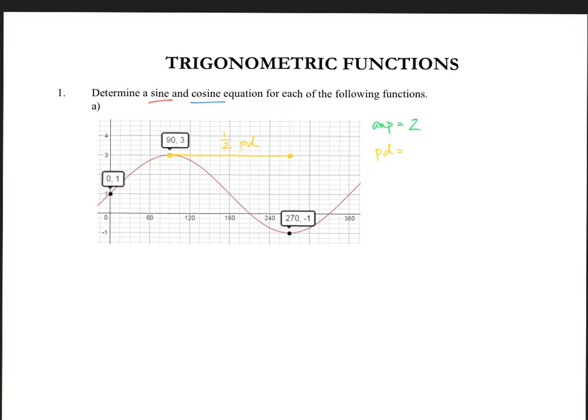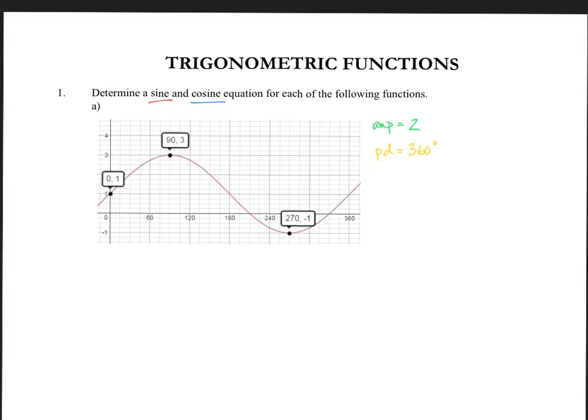And so if I was to look on that graph right now, I can see that I'm going from 90 up to 270, and therefore that distance is 180 degrees. And so if 180 degrees is half the period, then my full period must be 360. So using the distance from the max to the min to find your period might be really useful.